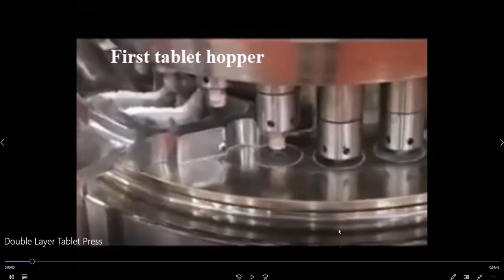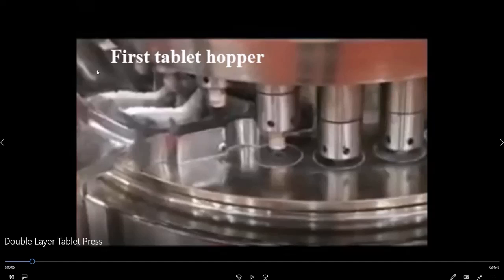Okay, I want you to look at this video. What you see here, we call these the upper punch stations. A station carrying an upper punch. What you see here is the die, the mold, where a tablet gets compressed. And here we have the die cavity, the opening in the die.